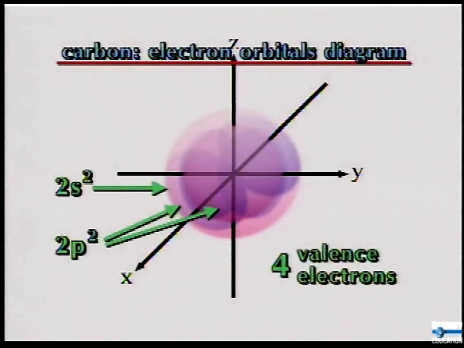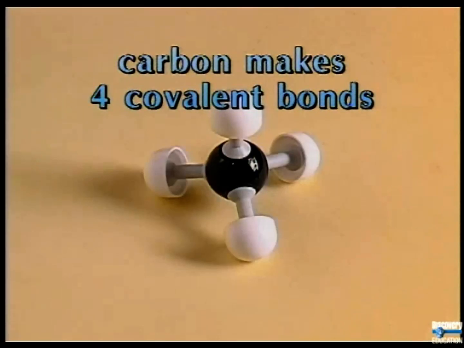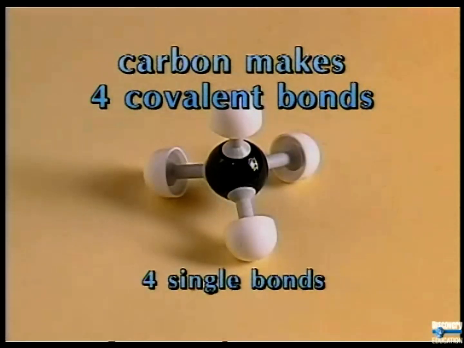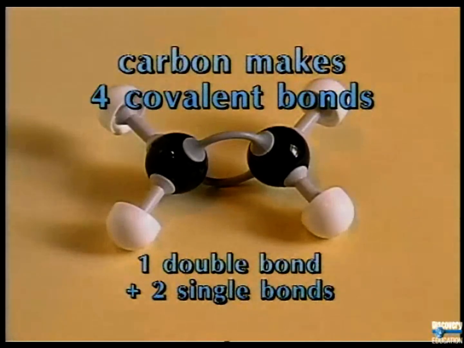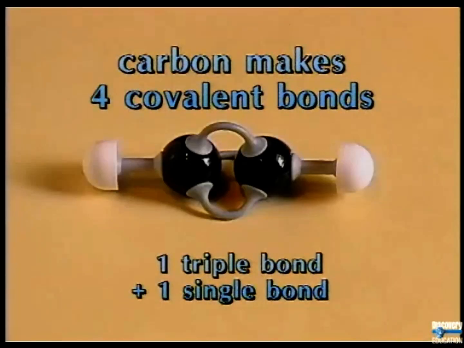Half of carbon's valence level is filled with electrons. A carbon atom usually satisfies the octet rule by sharing electrons with other atoms in covalent bonds. Single bonds share 1 electron from each bonded atom. Double bonds share 2, and triple bonds share 3. Carbon is unique in its ability to bond in such a variety of combinations.